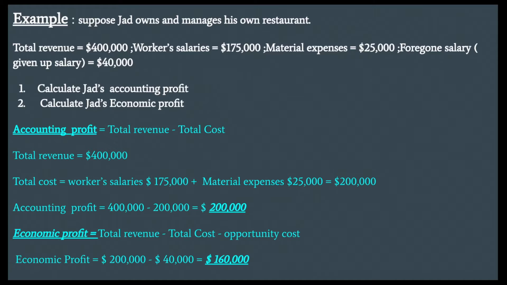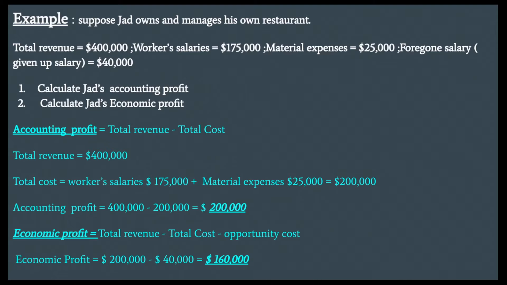Example: suppose Jade owns and manages his own restaurant. Here his total revenue is $400,000, worker salaries are $175,000, material expenses are $25,000, and foregone salary, or given up salary, is $40,000. Calculate Jade's accounting profit and Jade's economic profit.